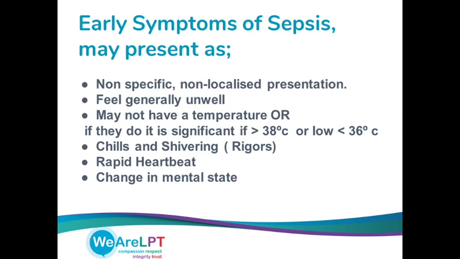The patient might just feel generally unwell. They may or may not have a temperature. If they did have a temperature, it would be significant if it's greater than 38 degrees or lower than 36 degrees Celsius. But sometimes a temperature may not be present. Chills and shivering may also be evident. This is known as rigors. They may experience a rapid heart rate and a change in mental state.